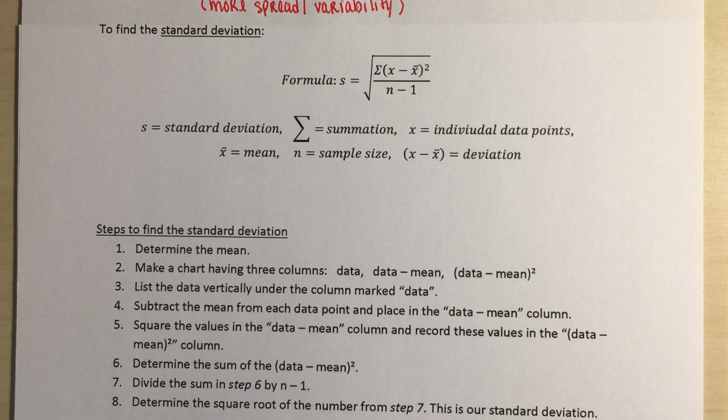Right? And then we're going to take that sum and we're going to divide it by n minus 1. And then once we have that, we're going to determine the square root of the quotient that we saw in step 7, the answer from step 7. This is going to be our standard deviation.